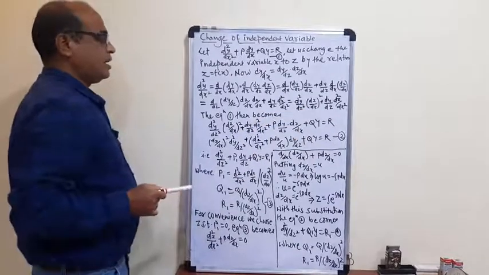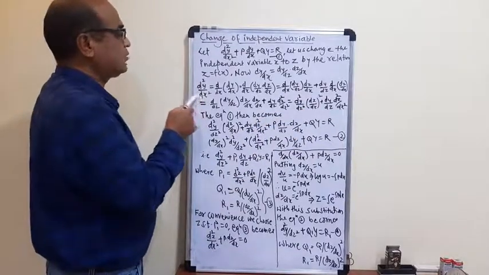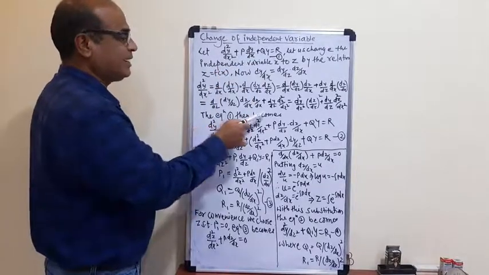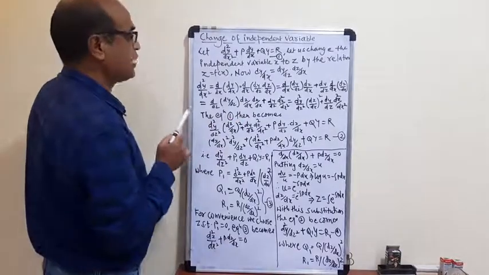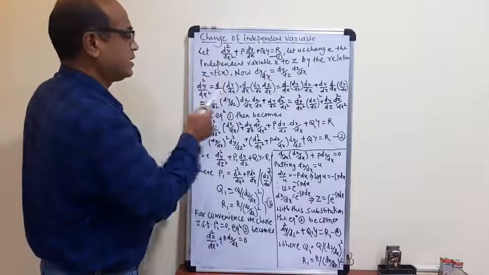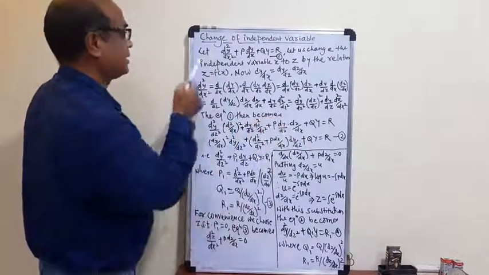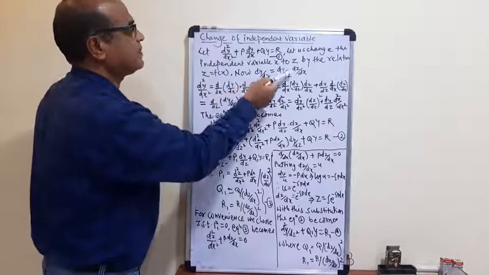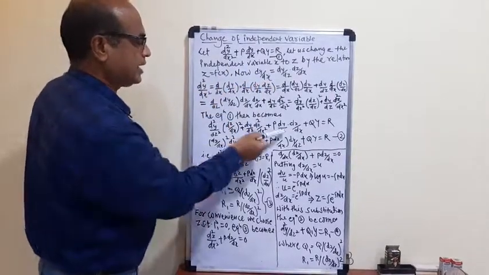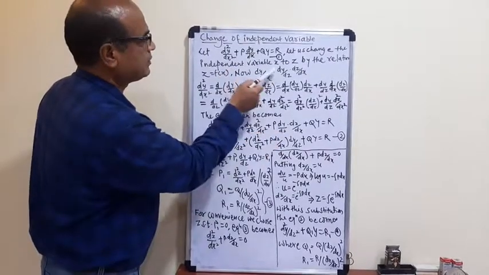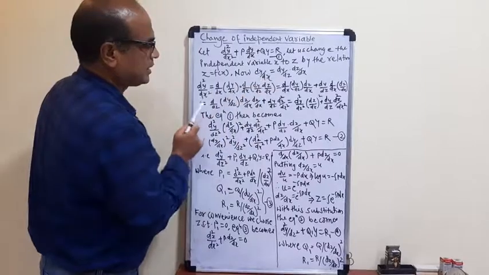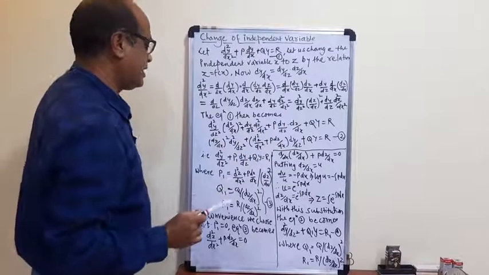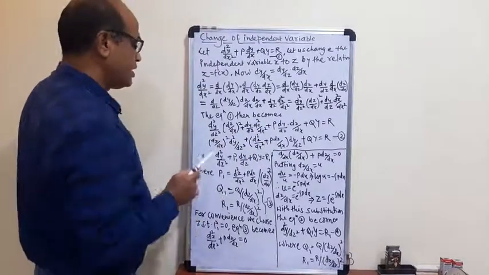Therefore, putting these values, this value and this value, in this equation, the equation becomes: putting the value of d2y by dx square, we get this plus p times dy by dx, and dy by dx is dy by dz into dz by dx. Putting this value in the equation, we get this, plus qy as it is, equal to r. Okay, so now we write this equation.